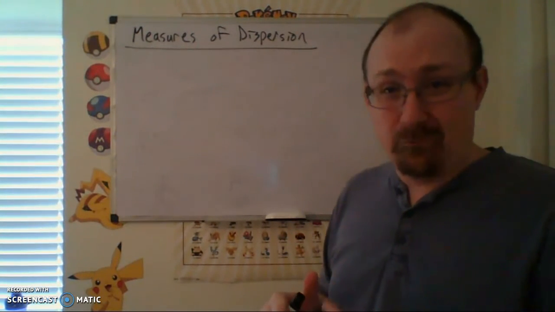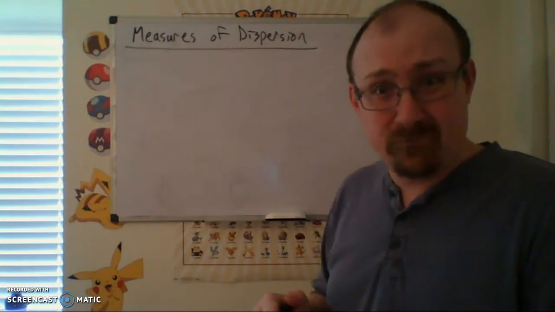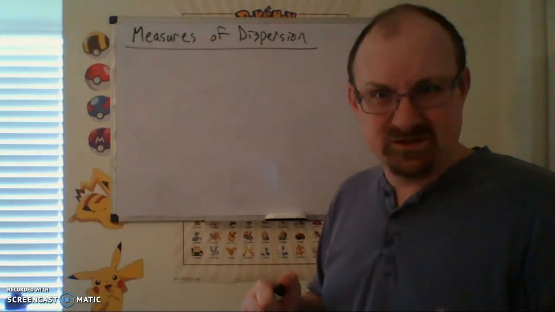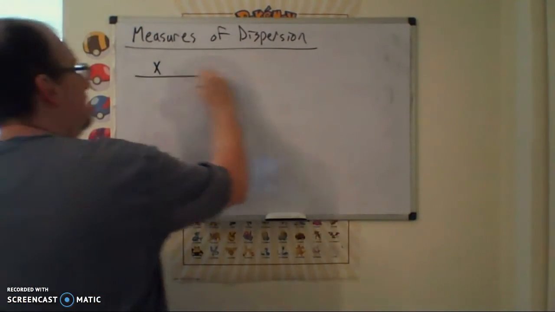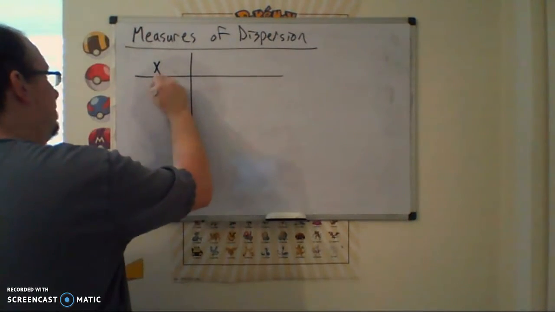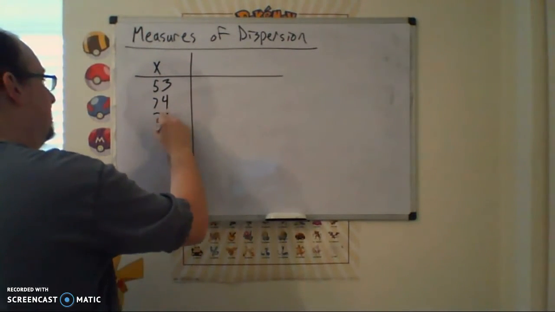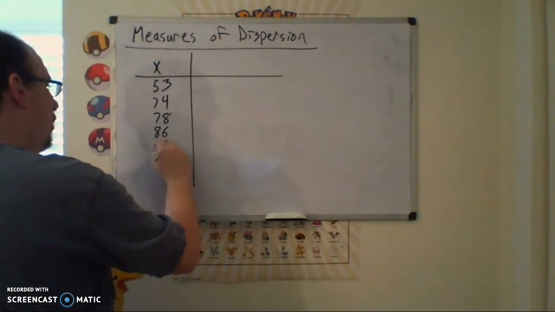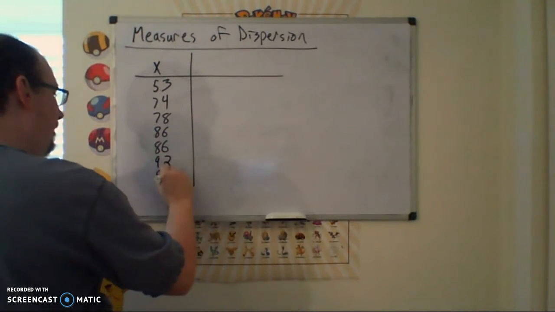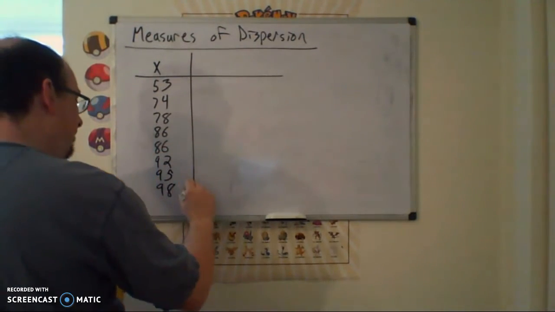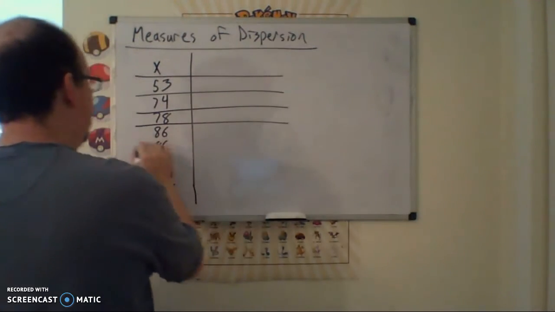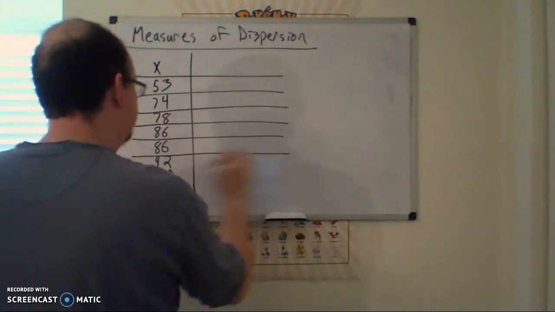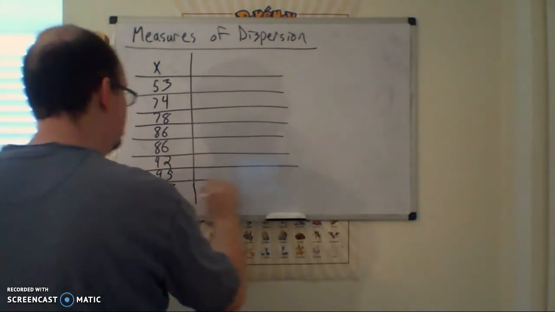So I'm going to list out really quickly those test scores from the example that we saw in talking about measures of center. I'll keep them conveniently listed in order. Anyway, so we'll have a chart that looks something like this. All right.